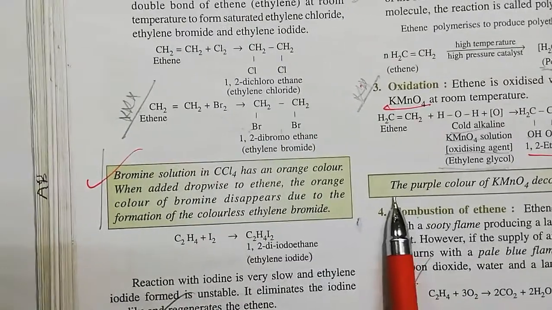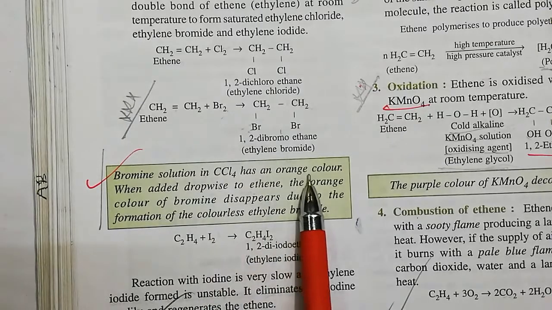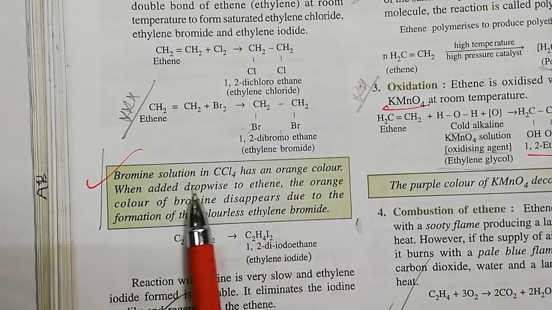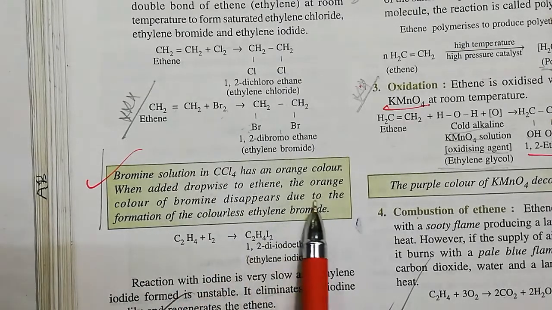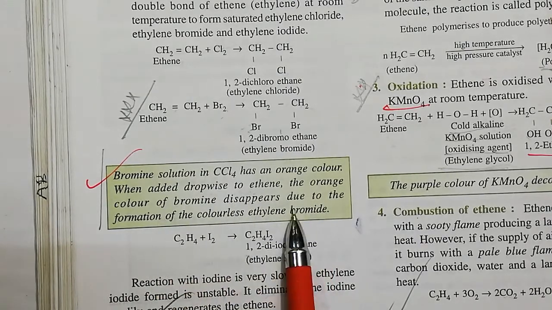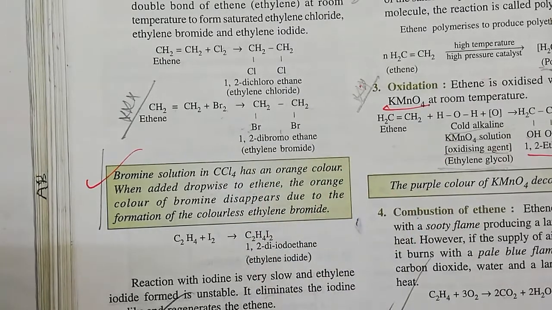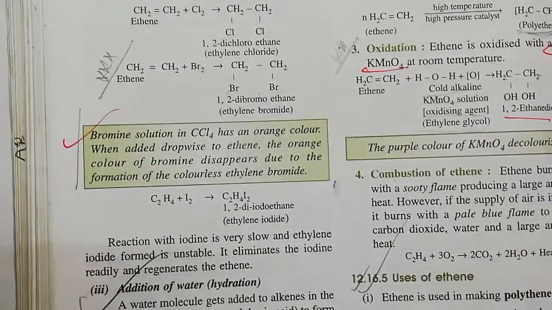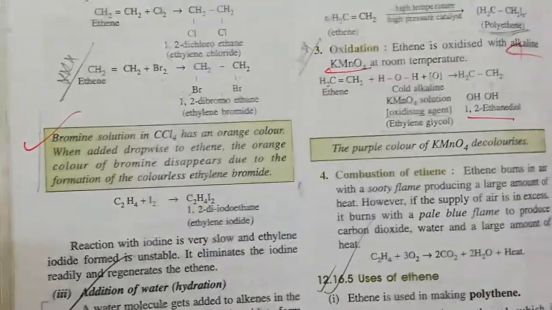Let's see what is written. Bromine solution in CCl4, carbon tetrachloride, has an orange color. When added dropwise to ethene, the orange color of the bromine disappears due to the formation of colorless ethylene bromide, or 1,2-dibromoethane. That is the identification test. You must remember it, very important. For the addition reaction, no need to study anymore here.